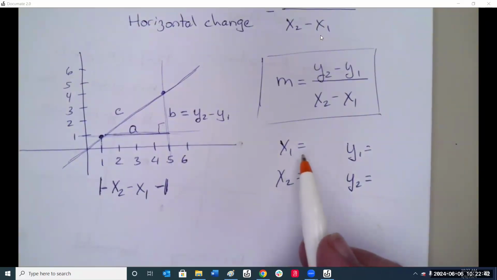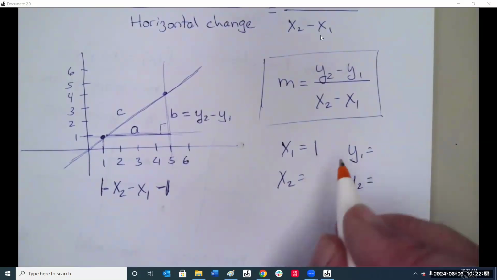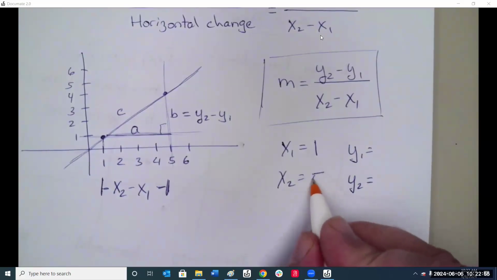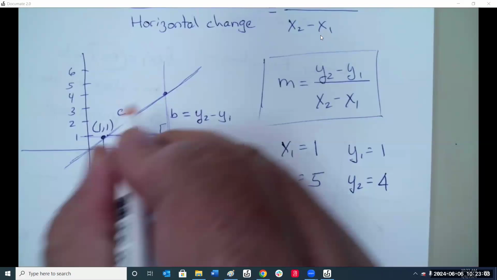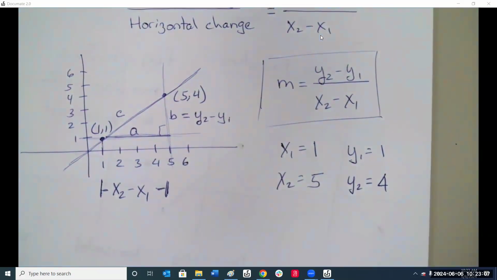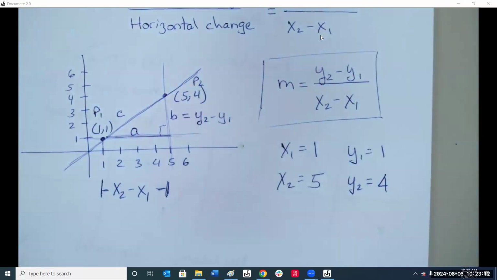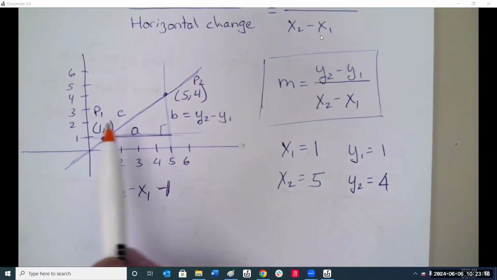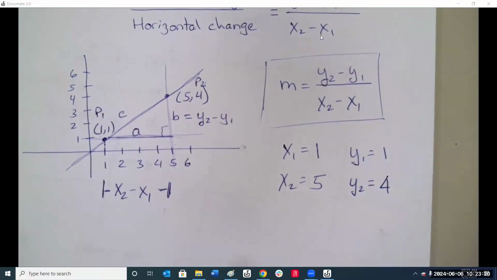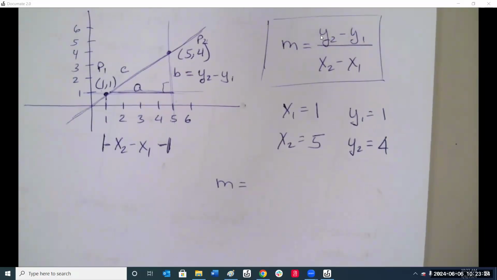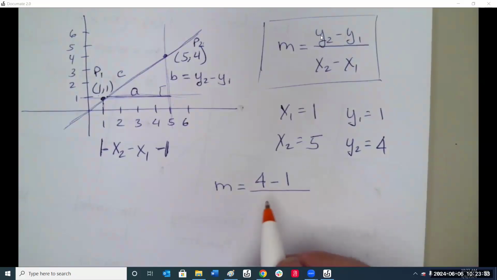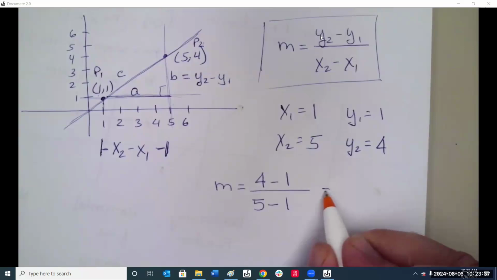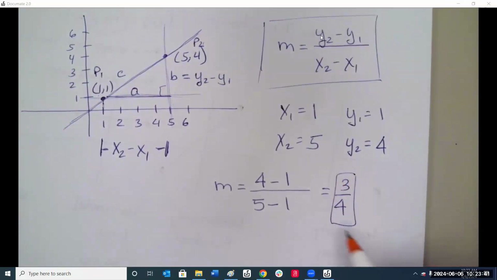So what is x1? Yeah, the first x I get to is 1. What's y2? 5. y1 and y2, right, because these are the points: 1, 1 and 5, 4. Point 1 is at 1, 1. Point 2 is at 5, 4. So I plug those in there. So my slope, according to the equation, is y2, which is 4, minus y1, and 5 minus 1. That is my slope.